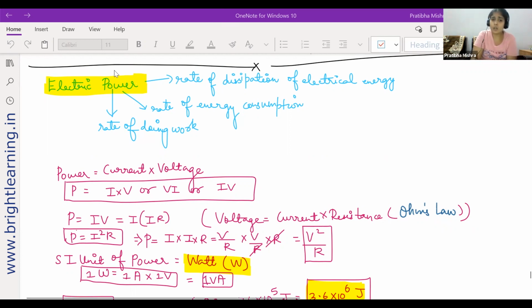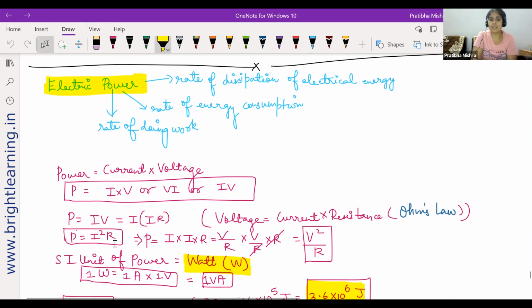Along with that, we also did a few changes. What did we do? We just took this voltage over here and taken it as I into R. Okay, what is IR? According to Ohm's law, we have written it here. According to Ohm's law, voltage is equal to current into resistance, right?